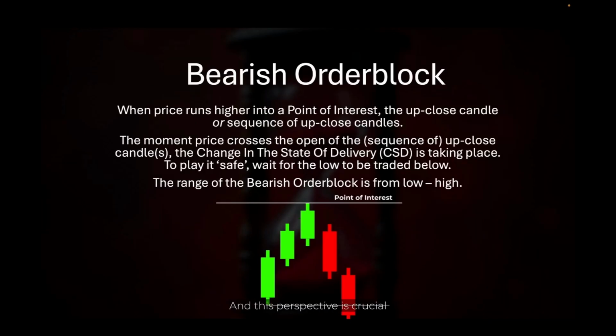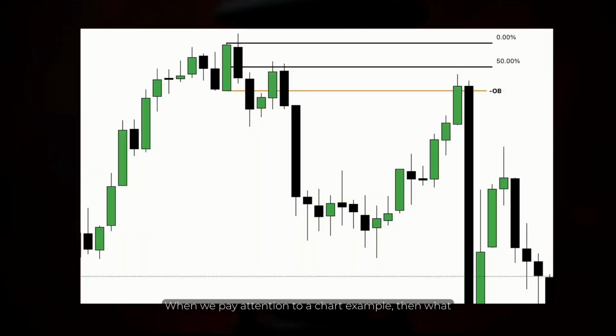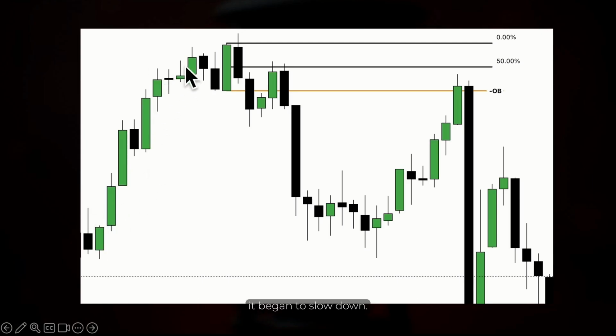And this perspective is crucial to understand because it shows you how we can look at manipulation. Because once we can recognize the manipulation, we can anticipate the distribution which will follow afterwards, as I taught within the previous lectures. When we pay attention to a chart example then, what you can see is that the market expanded towards the upside right here on the left side of the curve. Notice that the market was continuously expanding higher until it began to slow down. Notice that this high formed right here and the market then retraced.